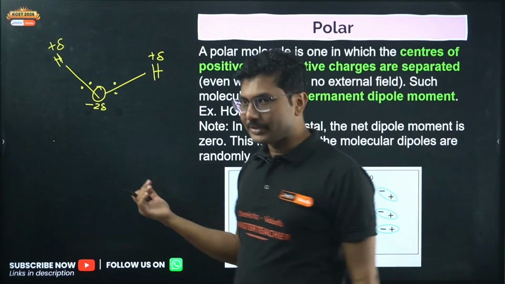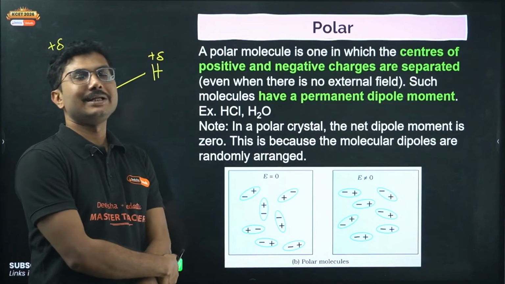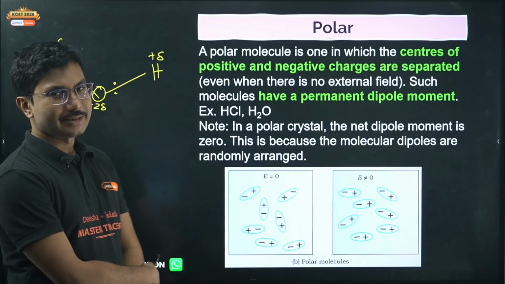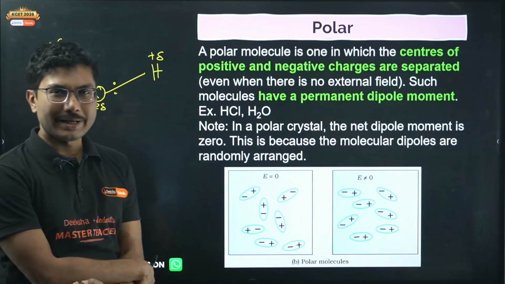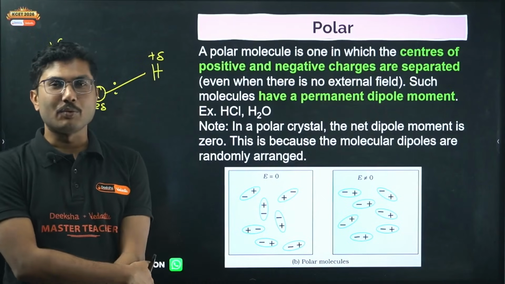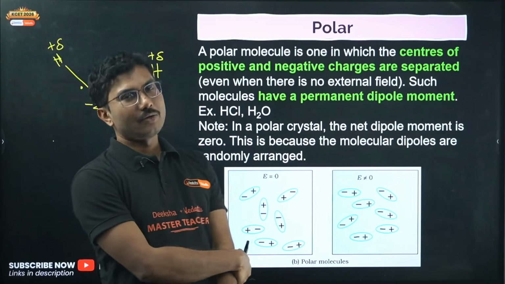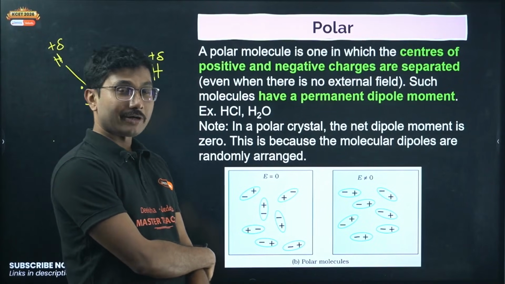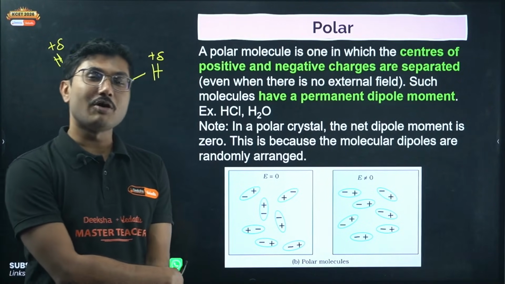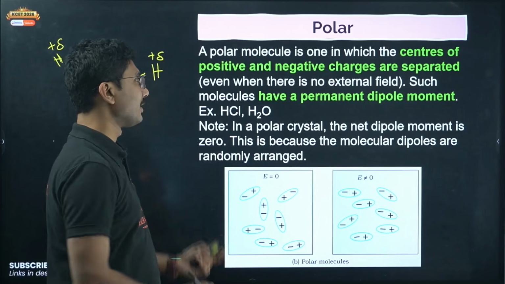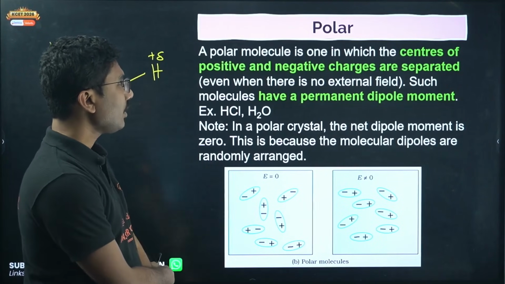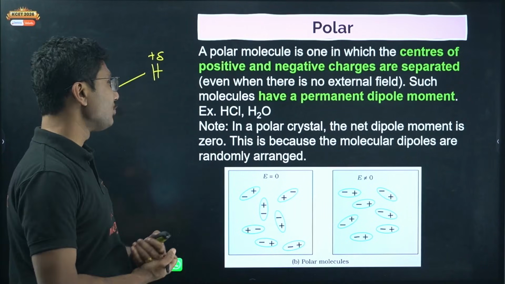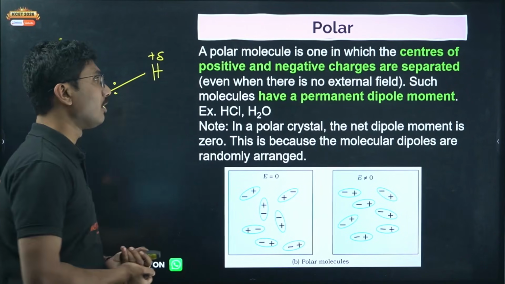What is the meaning of net dipole moment? The meaning is that they have a dipole moment and they are polar molecules. So water is an example of polar molecules. You may have learned in your chemistry that water is a universal solvent. Please explain why. Because water is a polar molecule, it can bond with some of the inorganic salts, and it can also make bonds with the organic salts. That's why it's a universal solvent. Such molecules have a permanent dipole moment. Examples: HCl, H2O, and carbon monoxide is also polar.